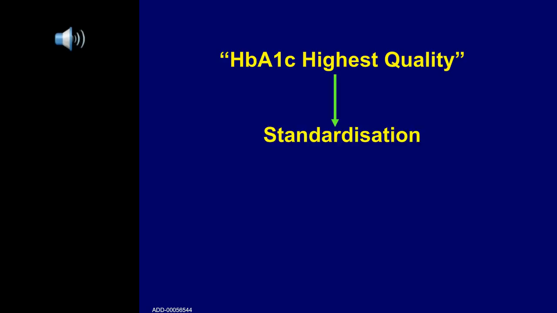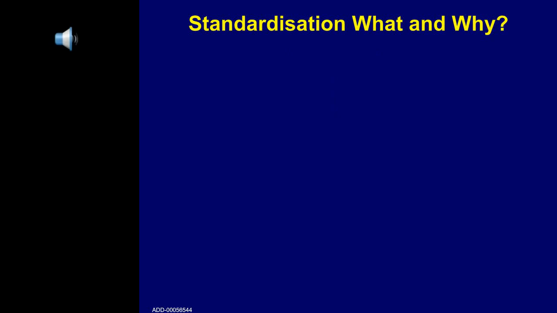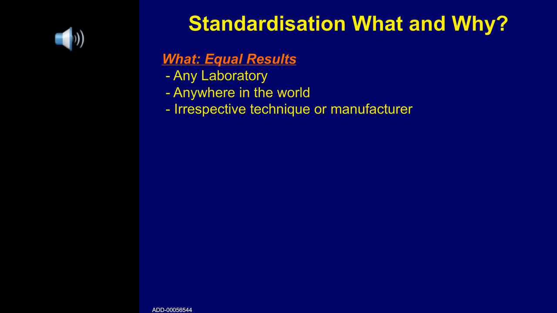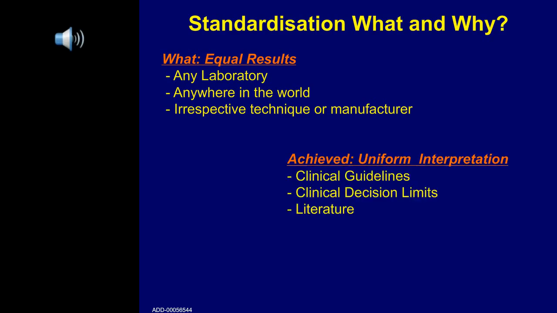So the highest quality of HbA1c starts with standardization. And then you can ask what and why standardization. When you standardize, you get equal results, irrespective of any laboratory, anywhere in the world, or manufacturer. Once you have achieved that, you have uniform interpretation: the same clinical guidelines, the same clinical decision limits, the same literature. And that's very convenient. The benefit is reliability.